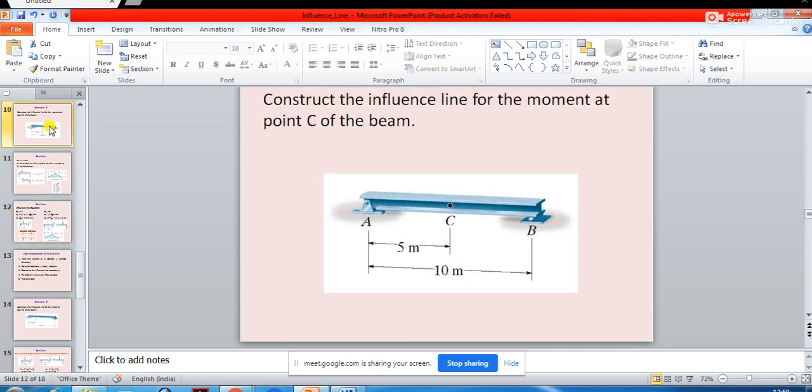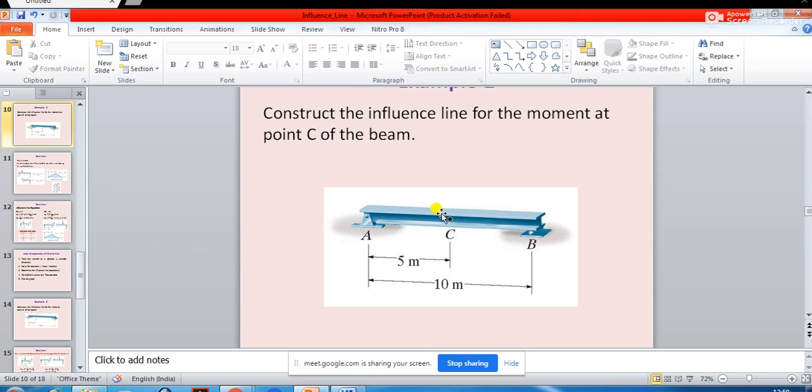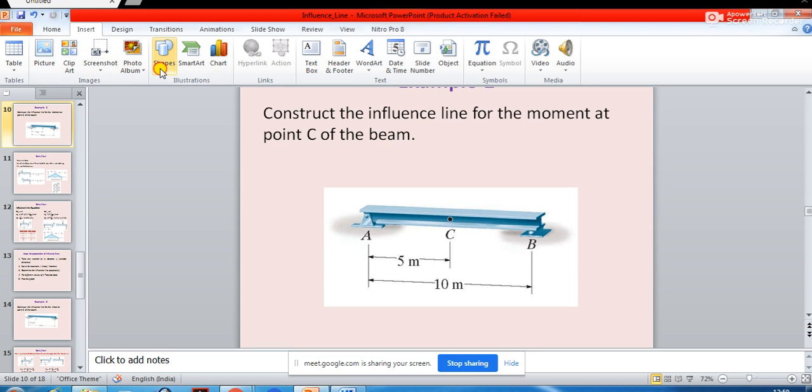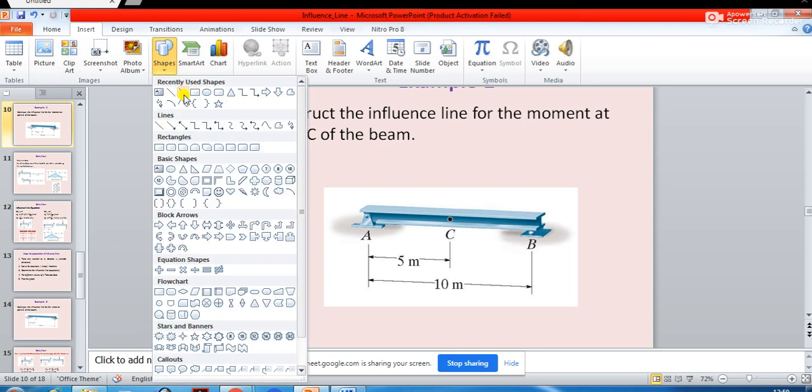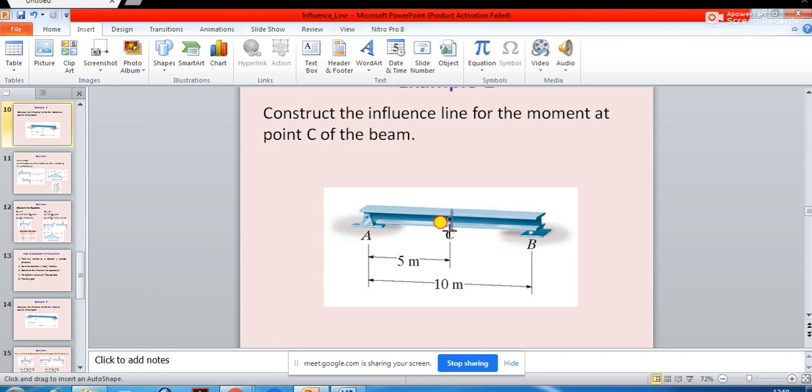Now you see, if I go back to this problem again, instead of this point C over here, let's say C is now here, right? Now instead of this, let us say it comes over here. Will there be any change in the process of finding out influence line? Let's say C is here.